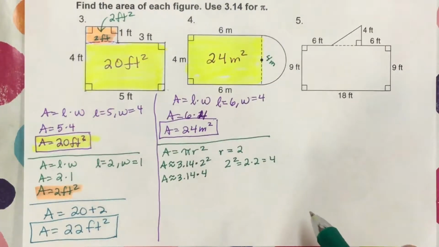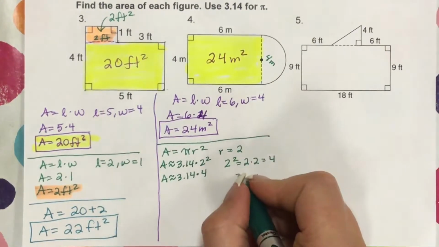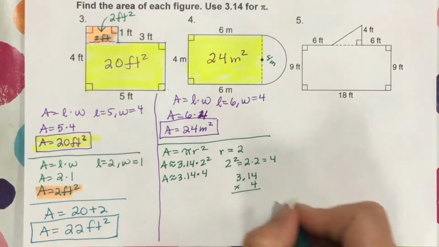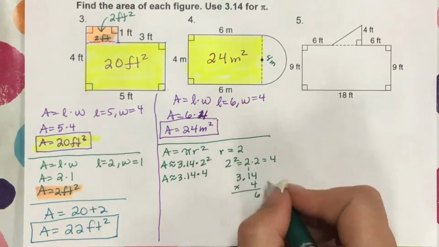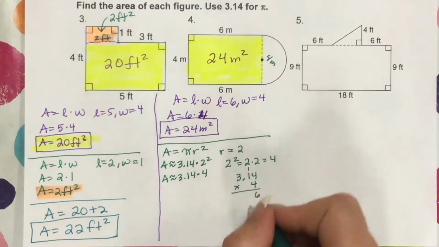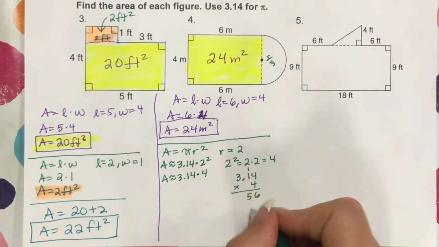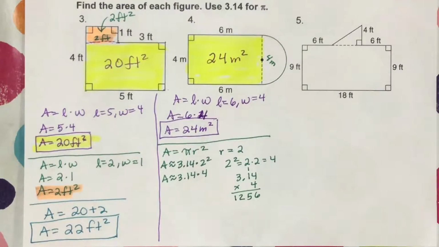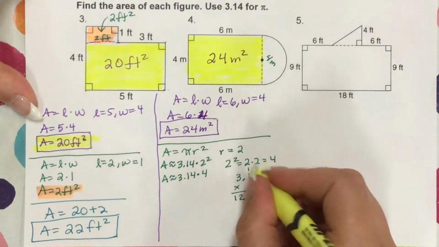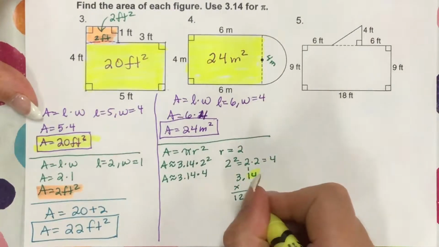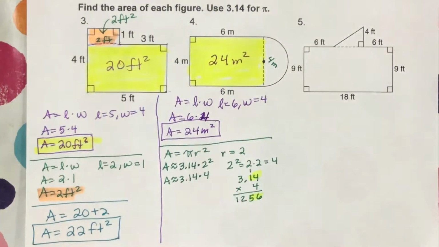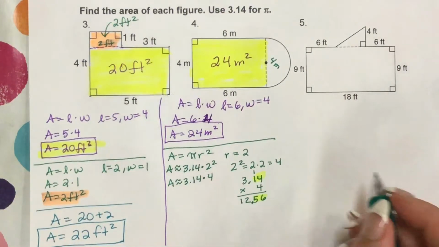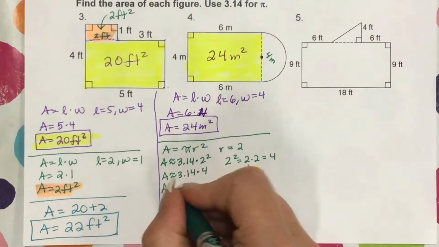Now I'm just going to go ahead and do that math off to the side. So 3.14 times 4. 4 times 4 is 16. Write the 6, carry the 1. 4 times 1 is 4, plus 1 is 5. 4 times 3 is 12. And now we just need to determine where to put that decimal place, and there's 2 places here, which means we're going to have 2 in our answer. So we end up with 12.56 as our approximate area.